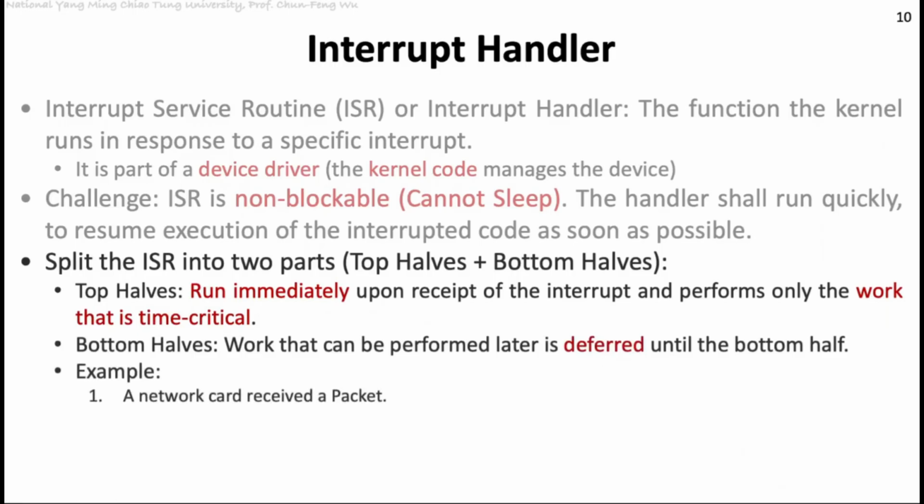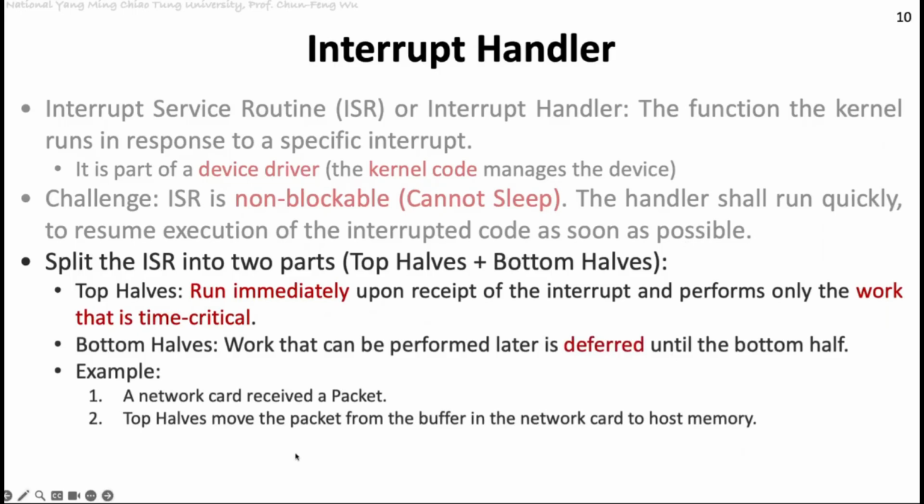Here's an example. A network card receives a packet. The top half moves the packet from the buffer in the network card to host memory, because usually the data packet is first held on the network card, coming from the other network card. If you don't move the data from the network card to the host system, then this network card cannot serve other requests. So we need to move it from the network card to the host system first, so that other requests can be sent to the network card later.